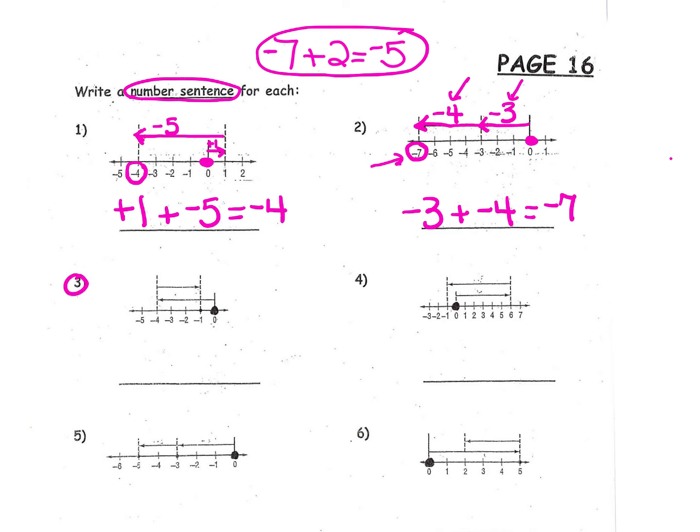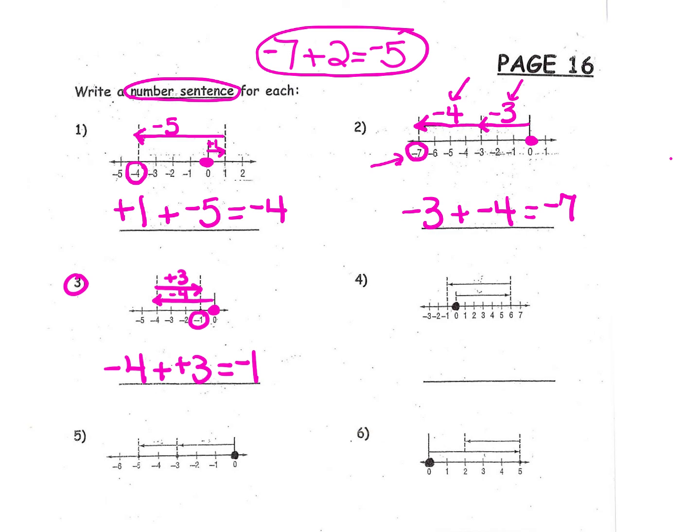Let's take a look at number 3. Of course, we start at 0, and our arrow goes to the left 4 units. That's a negative 4. But then we turn and we have a gain of 3 units. And our final answer is negative 1. Please circle that. So when we write the sentence, it's negative 4 plus a positive 3 equals negative 1.